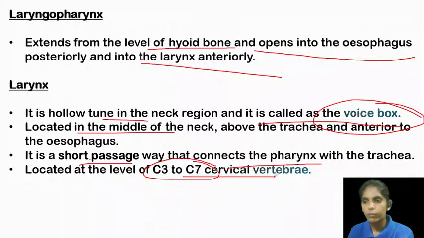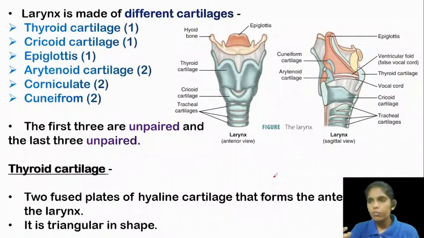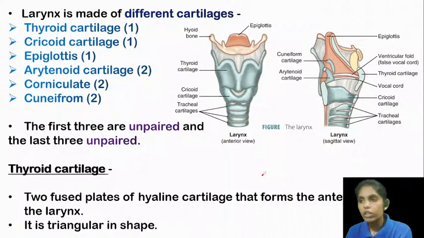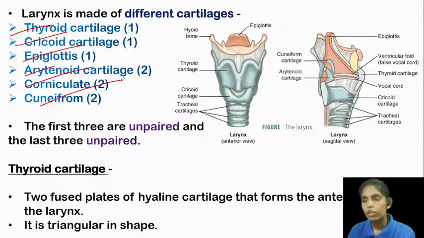So remember this. The larynx is made up of different cartilages: the thyroid cartilage, the cricoid cartilage, epiglottis, arytenoid cartilage, corniculate cartilage, and cuneiform cartilage. The arytenoid, cuneiform, and corniculate cartilages occur in pairs, whereas the other three occur as singles.